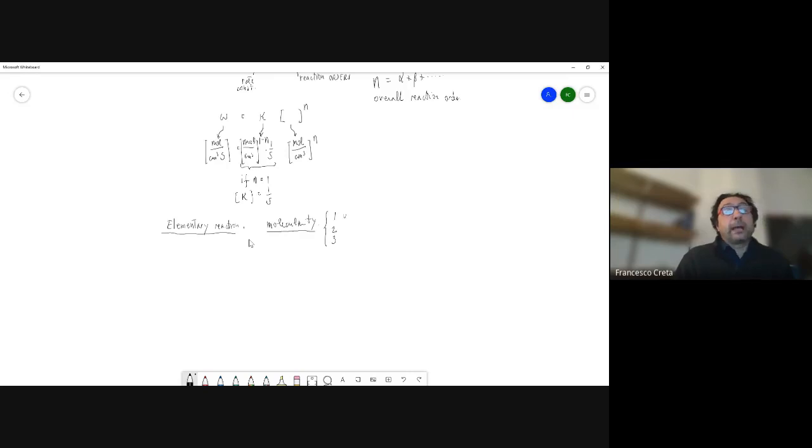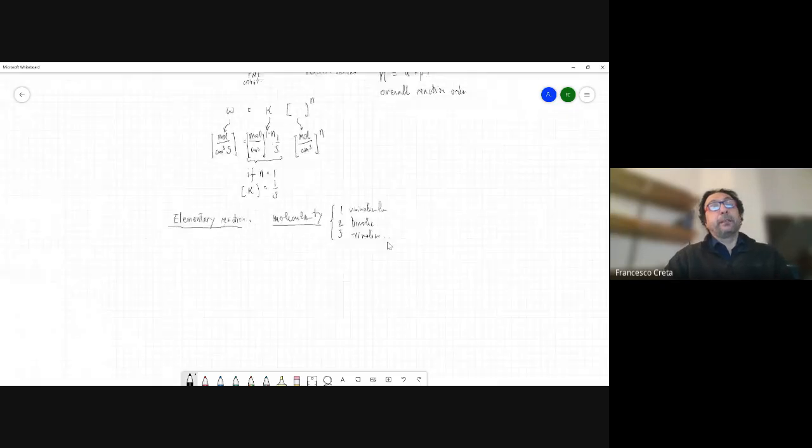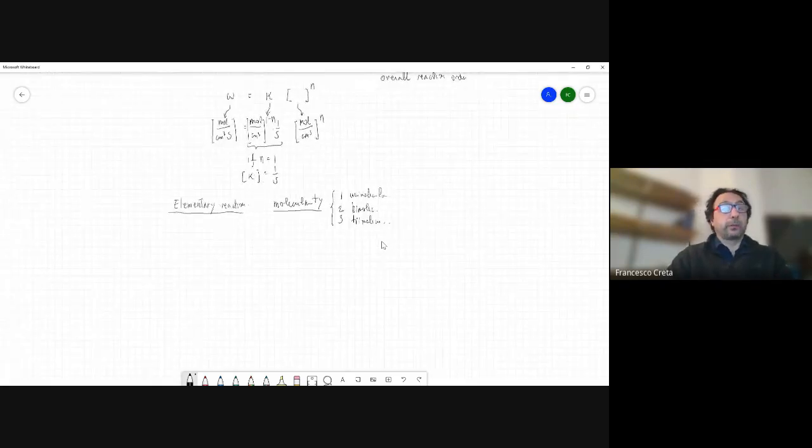So you have unimolecular, bimolecular, and trimolecular elementary reactions. Not more. It becomes exponentially unlikely that you have these kinds of collisions between molecules.